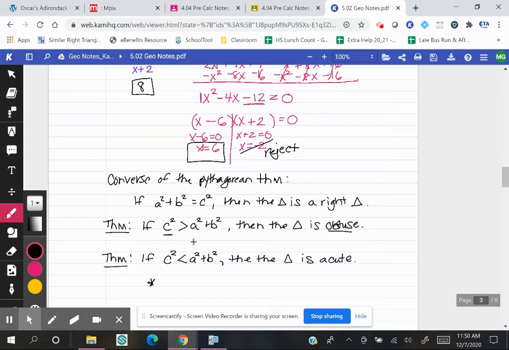And remember, we're not talking about the hypotenuse anymore. C just represents the longest side of the triangle. And that's really, really important to remember.